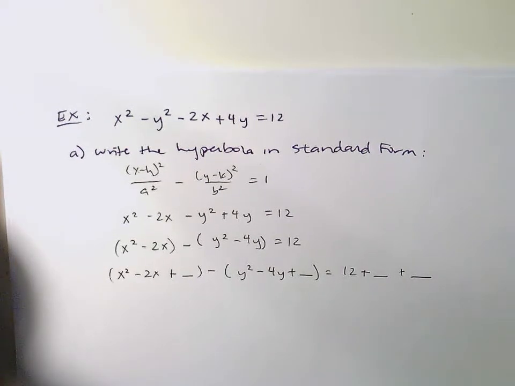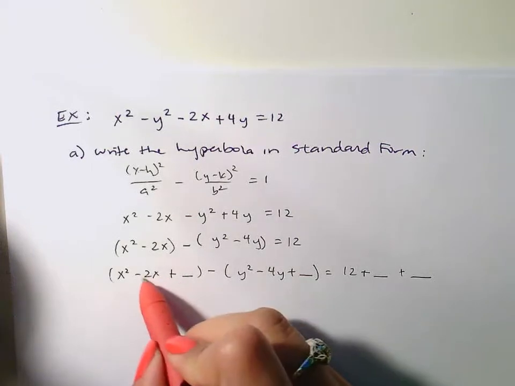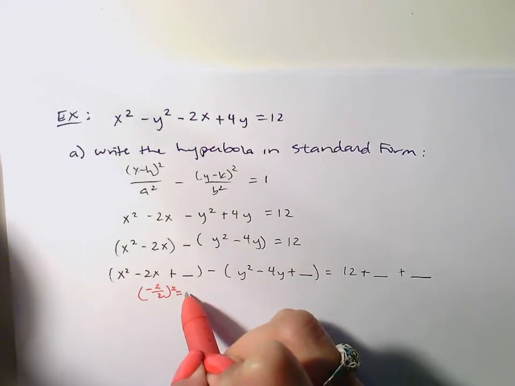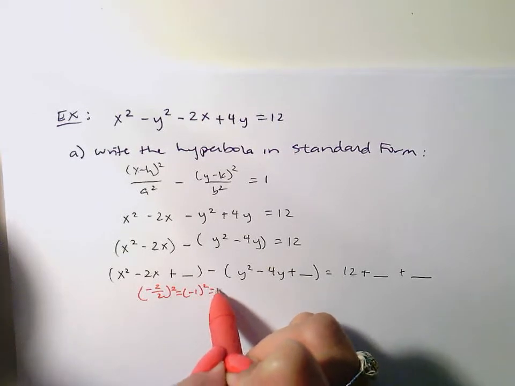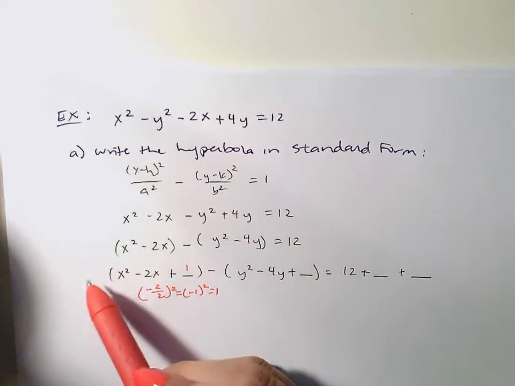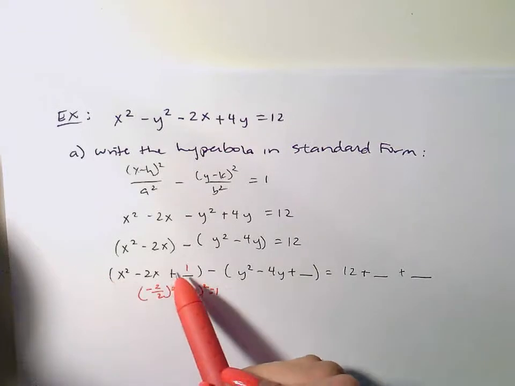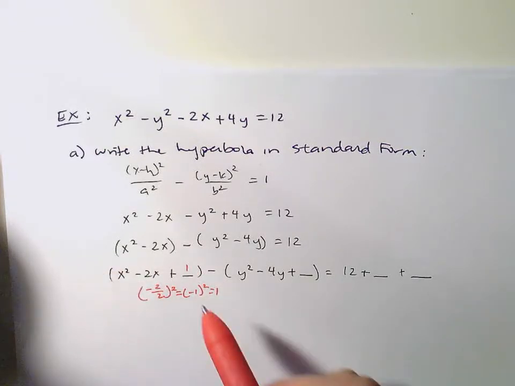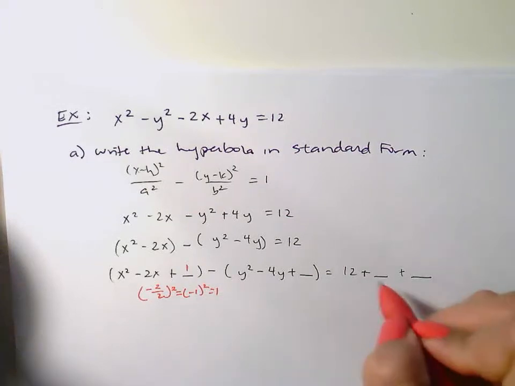So for the x's, we're going to take this negative 2, we're going to take the b. For the x's, negative 2 divided by 2, we're going to square it. We get a negative 1 squared, that's equal to 1. So put a 1 here. There's nothing in front of it that we took out, otherwise we would take 1 times that quantity that we would have taken out. So in this case, it's just a 1.